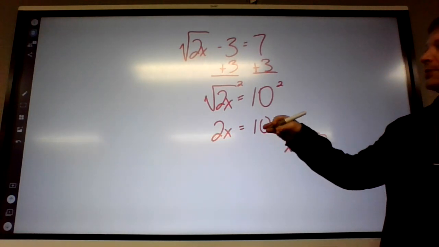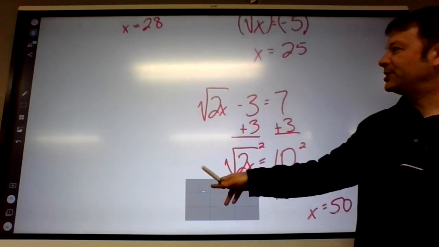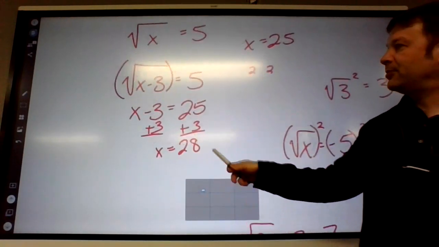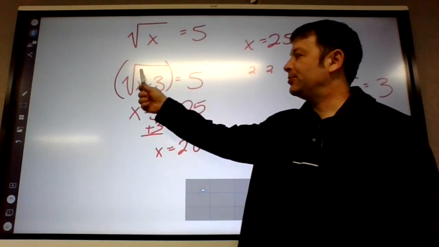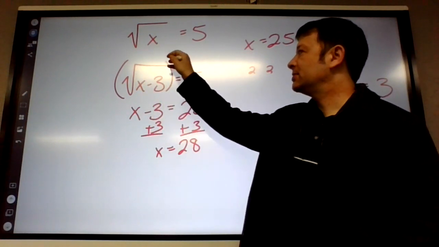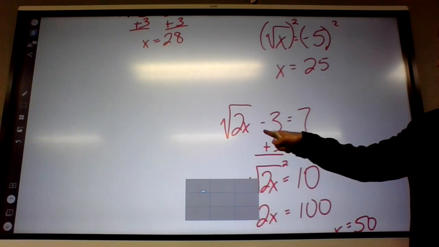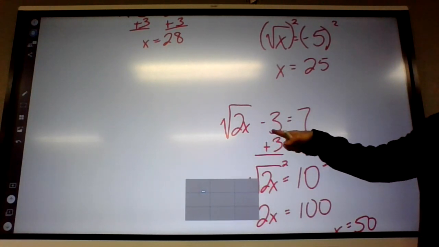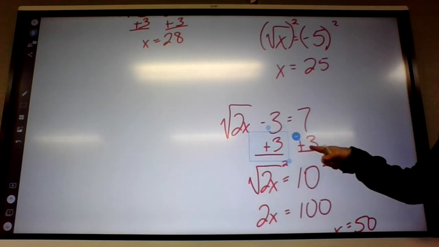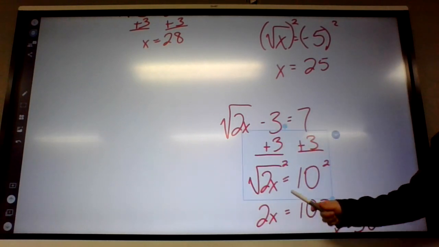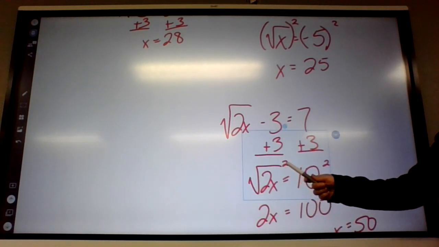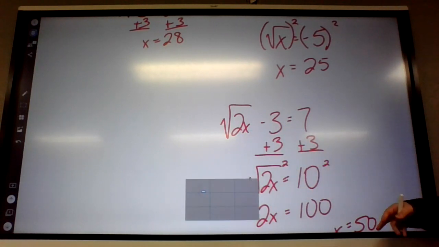Okay, so you guys see the difference between this problem and the last problem? The last problem, everything was under the square root, so we just squared both sides. In this problem, the minus 3 was not in the square root, so we want to get rid of it first. Just added 3 to get rid of it on this side. Then once we got the square root by itself, then we squared both sides.